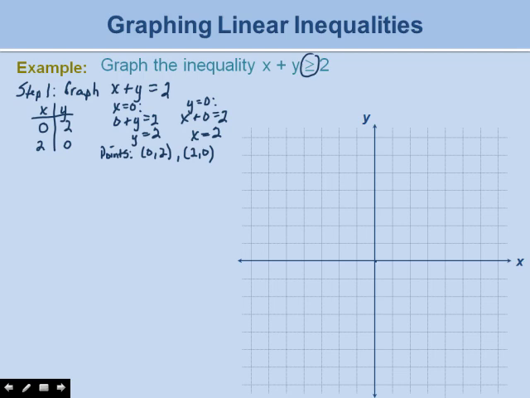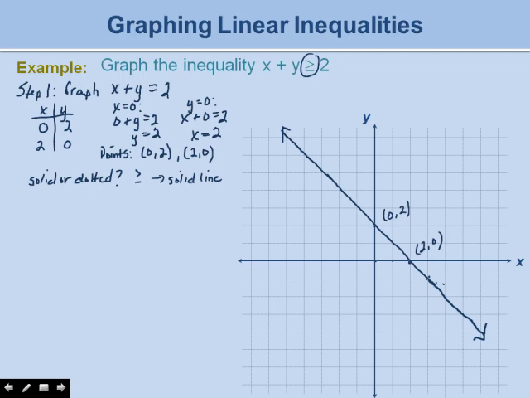So for (0, 2), we would start out at our origin and just go up 2. And for the point (2, 0), we're going to start at the origin and go to the right 2, and then we're not going either up or down because the y is 0. So there's our point (2, 0). Now we're going to graph the line through those 2 points, but before we actually graph it, we want to know whether we're going to graph it as a solid line or a dotted line. And that depends on what our inequality symbol was. Since our inequality is a greater than or equal to, this means that we're going to graph it as a solid line.